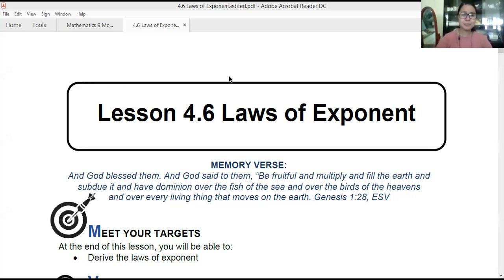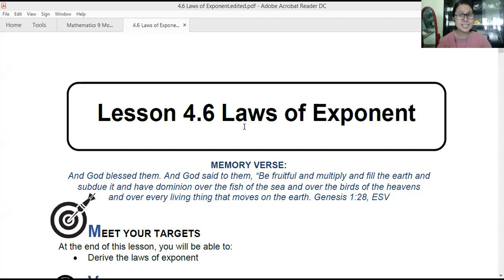It says, "And God blessed them, and God said to them, be fruitful and fill the earth and subdue it, and have dominion over the fish of the sea, and over the birds of the heavens, and over every living thing that moves on the earth."